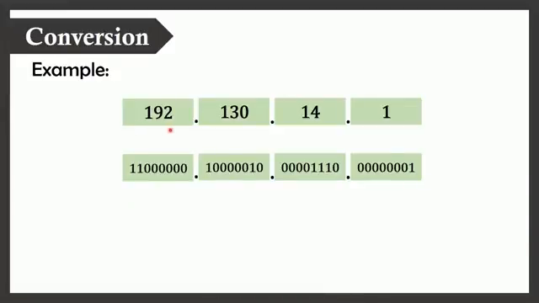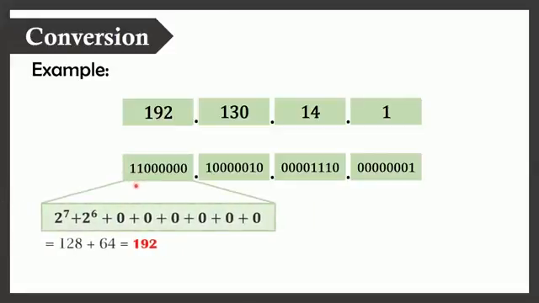Here we have an IP address, that is 192.130.14.1, and this is the binary form of the IP address. Now we will convert the binary numbers into decimal form. The first octet has only 2 bit values set to 1, that is the 7th bit and 8th bit. The associated numeric value is 2 raised to 7 and 2 raised to 6. When we calculate it, we get a total of 192.